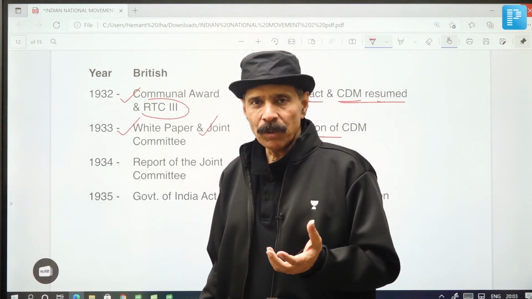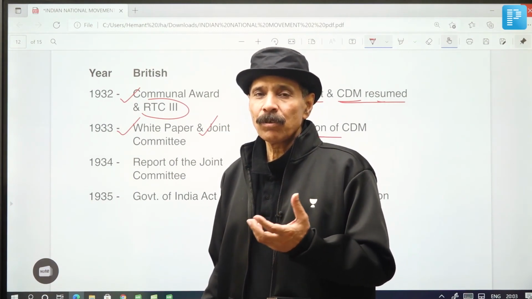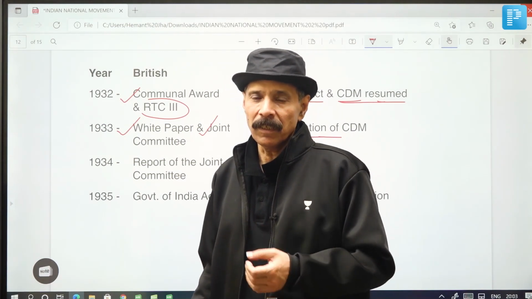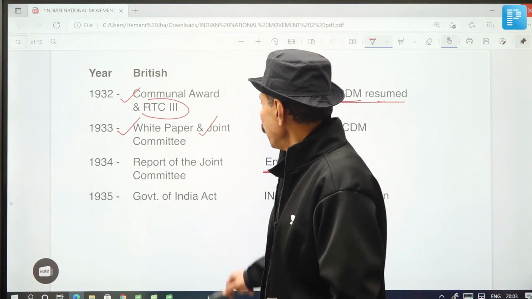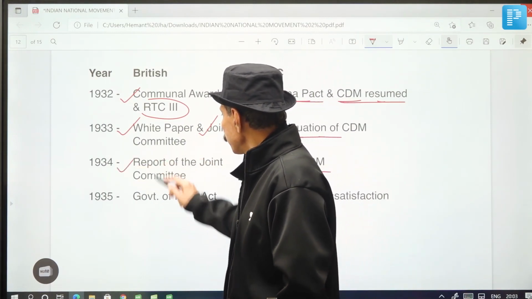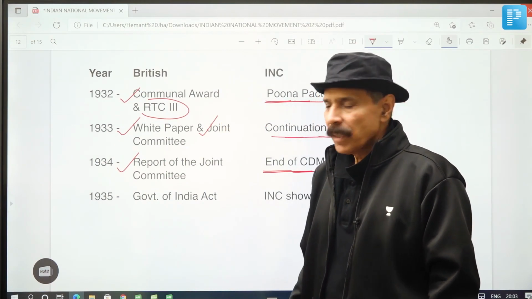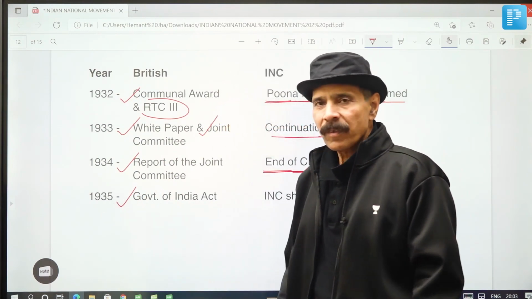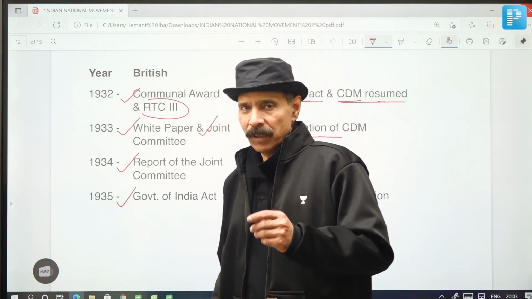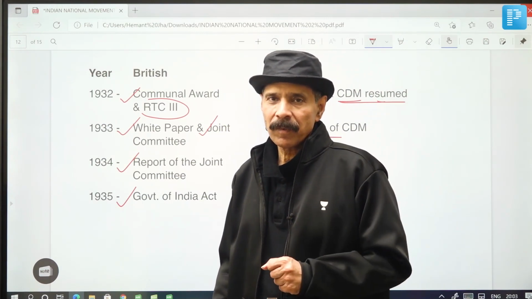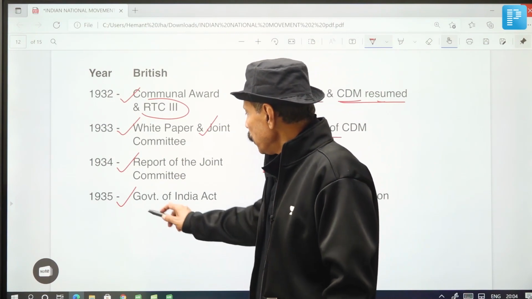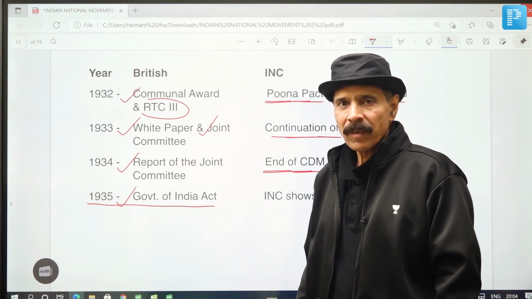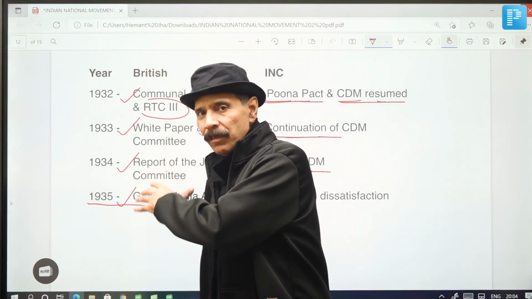The terms of reference was to present a report on the constitutional reforms in the light of the deliberations in the round table conferences and the light of the Simon Commission report. And the joint committee presented its report in 1934. And this report became the basis for the Government of India Act 1935. So the appointment of Simon Commission in 1927 finally led to the enactment of Government of India Act 1935. And this is the British side.